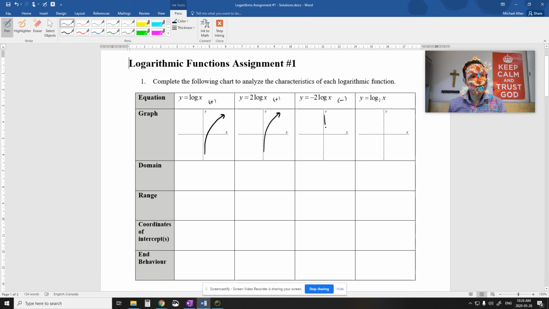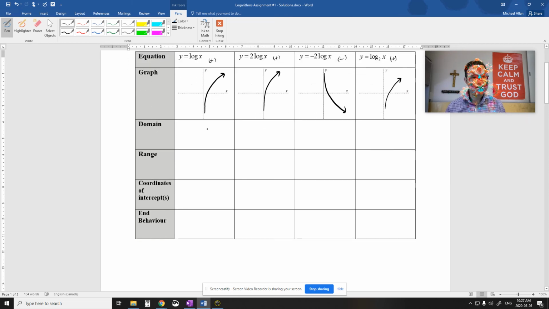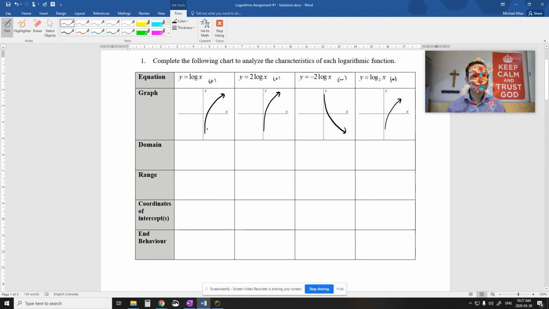Because this is negative, it's going to go down in this direction. And because this is just a regular one, this is base 2. It's positive as well. It's going to go up. I'm not too concerned about what the graph looks like precisely. It probably doesn't look exactly like this. Maybe it looks a little bit more flat. That's fine. I'm okay with that.